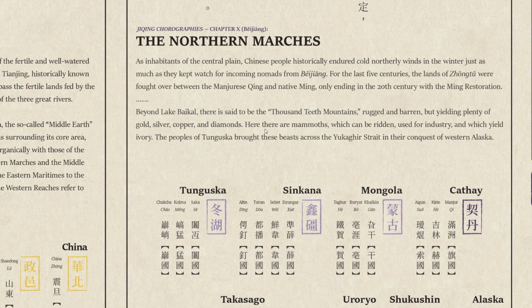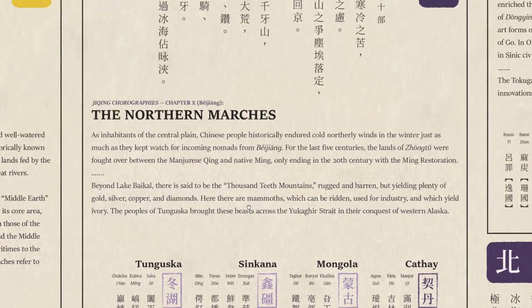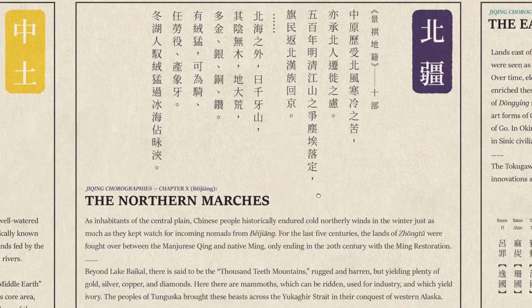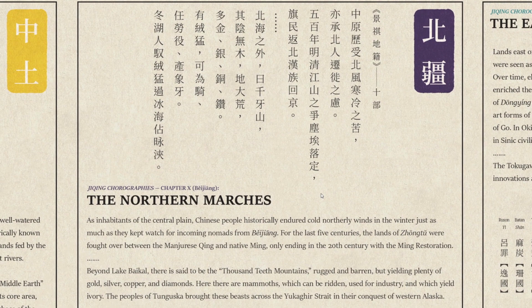Okay, beyond Lake Baikal, there is said to be the Thousand Teeth Mountains. Qinya Shan is a Thousand Teeth Mountains. Qinya could be either the Chinese named it themselves, or maybe they got it from a Russian Cossack, because Chernsky, Chin. Anyway, so the mountains are rugged and barren, but yielding plenty of gold, silver, copper, and diamonds. Here there are mammoths, which can be ridden, used for industry, and which yield ivory. The peoples of Tunguska brought these beasts across the Yukaghirs Strait in their conquest of western Alaska.